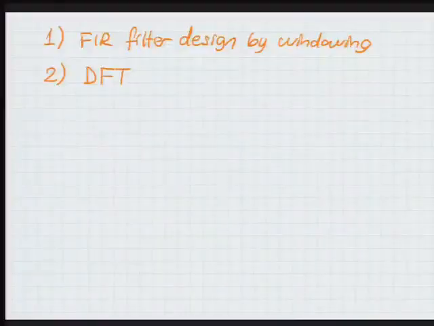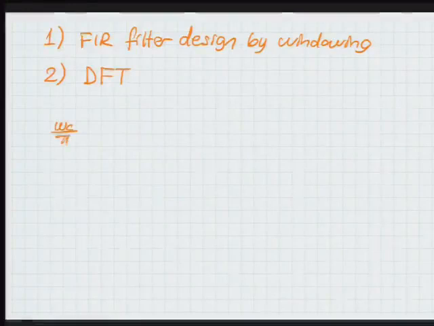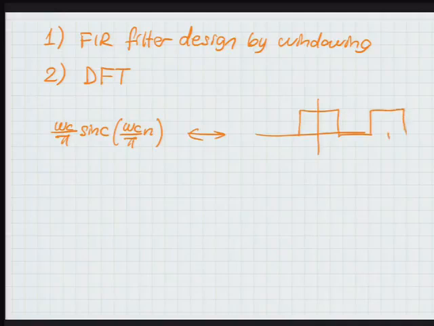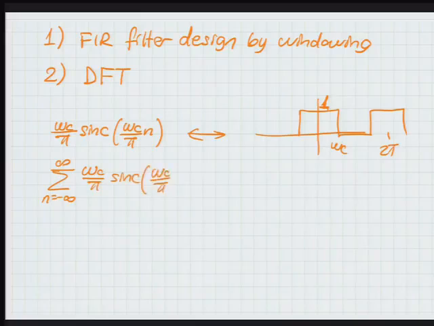Okay, so what was it? Omega c by pi, sinc, omega c by pi n, was that it? And it gave us this DTFT, right? 2 pi. And that was the cutoff. And this was 1, important. This is 1, right? So if I ask you, what is this sum? Okay, let me just put everything inside. What is this sum from n negative infinity to infinity of omega c by pi, sinc, omega c by pi times n?